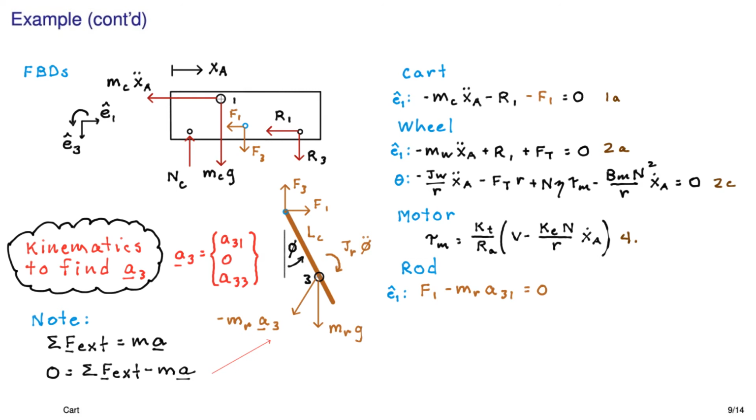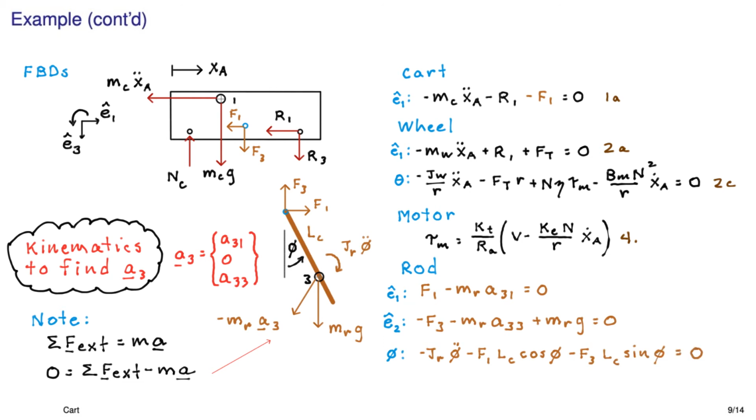Now let's do the rod. So we have the E1 direction. We have a couple things. We have this m_r A31. I don't know what A31 is yet, and we'll figure that out in just a jiffy. And there's our E3. That should be an E3, not an E2. But anyway, there is a negative F3. We have this acceleration term, the inertial force, and the weight of the rod. And then finally, the rotational equation of the rod.